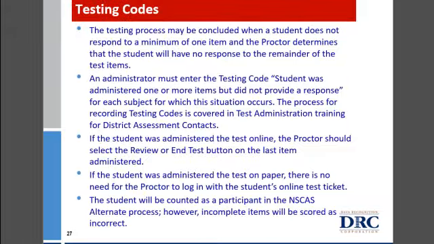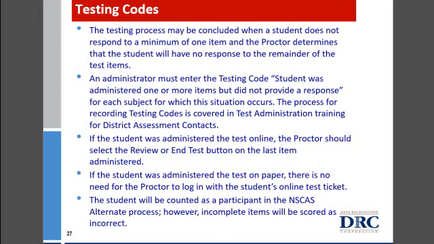Testing codes. The testing process may be concluded when a student does not respond to a minimum of 1 item, and the proctor determines the student will have no response to the remainder of the test items. An administrator must enter the testing code. Student was administered 1 or more items, but did not provide a response for each subject for which the situation occurs. The process for recording testing codes is covered in the teacher or the test administration training for district assessment contacts.